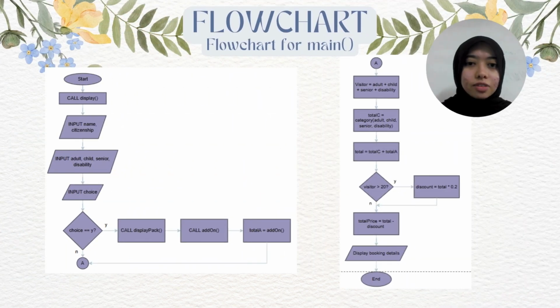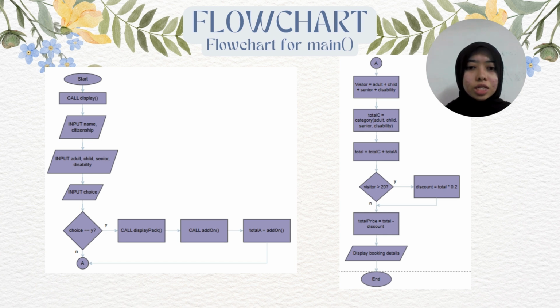So this is the flowchart. This one is the main flowchart. Okay, first of all, start, then call the display function. After that, the user needs to input their name and citizenship. Also input the number of adult, children, senior and disability. Next, the choice, which is yes or no.